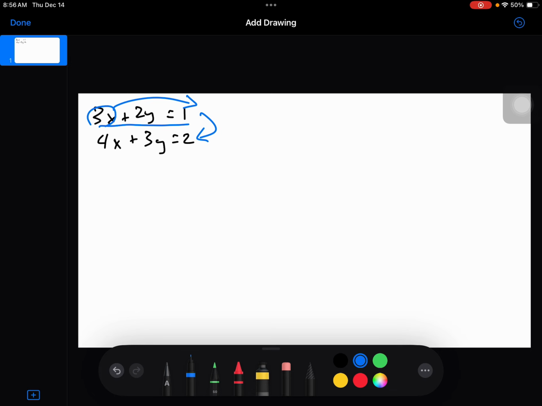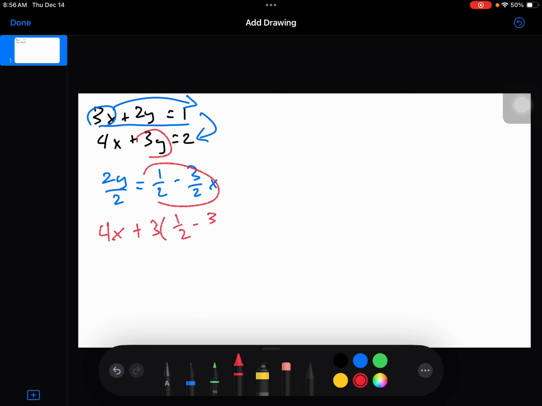So moving the 3x over to the other side, then dividing by 2, we're going to get 2y over 2 is equal to 1/2 minus 3/2 x, and then we're going to substitute this value of y into this equation. We get 4x plus 3 times (1/2 minus 3/2 x) is equal to 2. Carry out the distribution here.